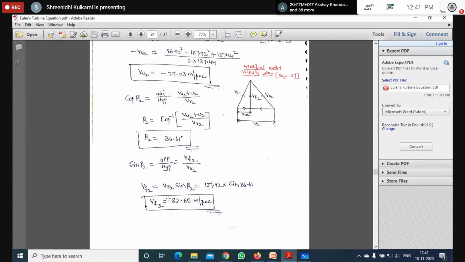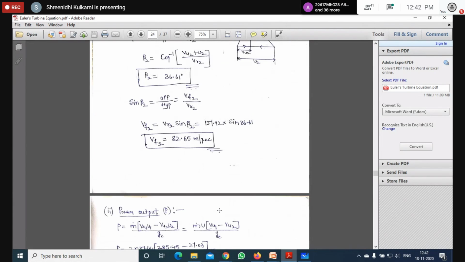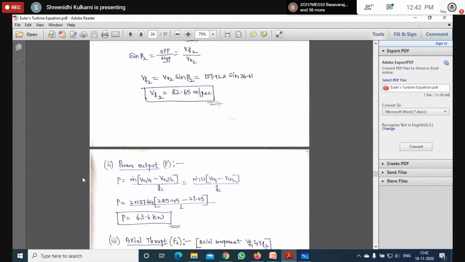So VF2 is equal to 82.65 meter per second. So VF2 is equal to 82.65 meter per second. Next, we have to find out the power.